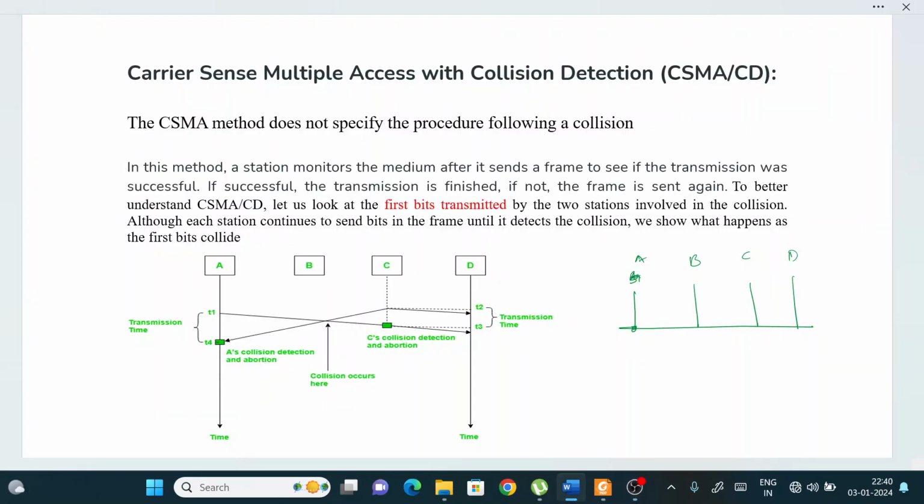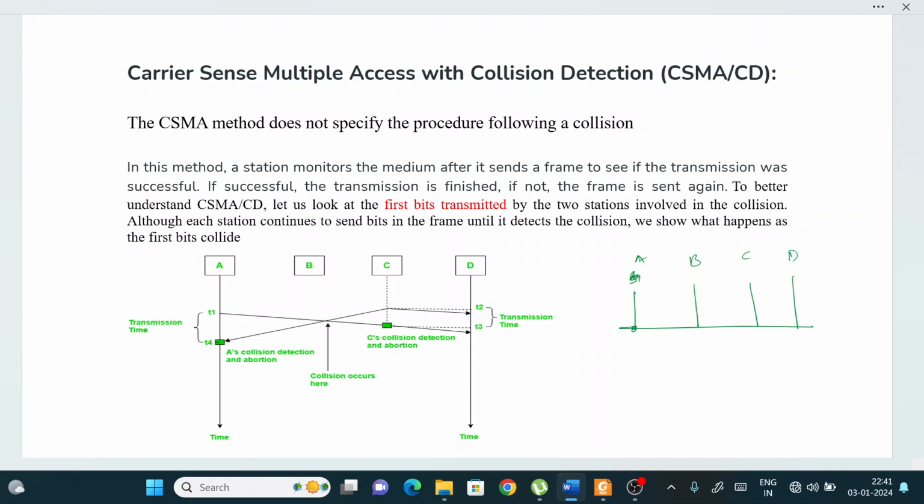So in today's session we are going to see one more random access protocol, carrier sense multiple access with collision detection, right? In the previous class we saw what CSMA is, its basic operation, and the three persistence methods we discussed. Those things are required in order to understand the CSMA/CD topic.